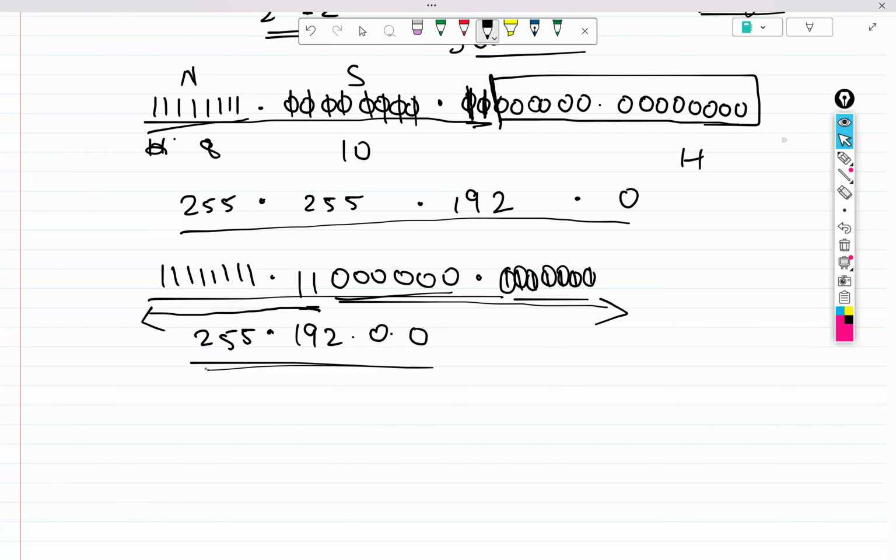Okay, clear? Any problem understanding subnetting, what is a subnet bit, what is a network bit, what is a host bit, and what is a prefix? No, sir.